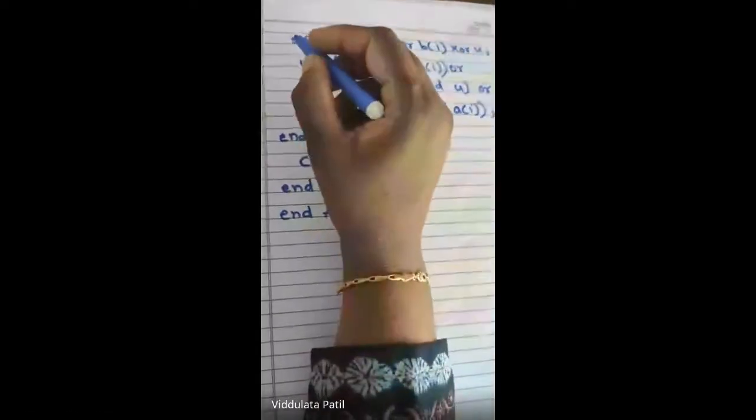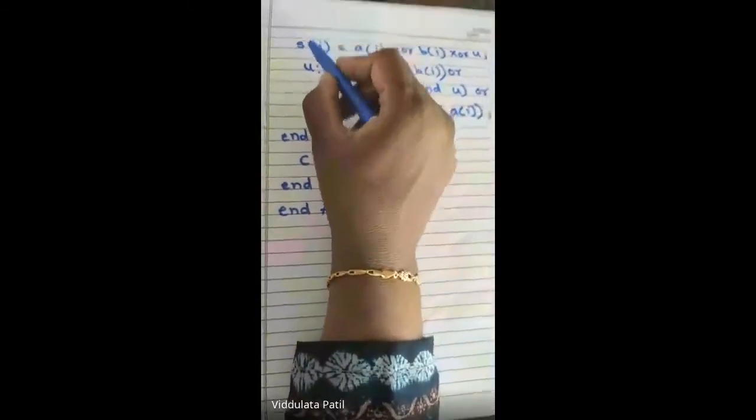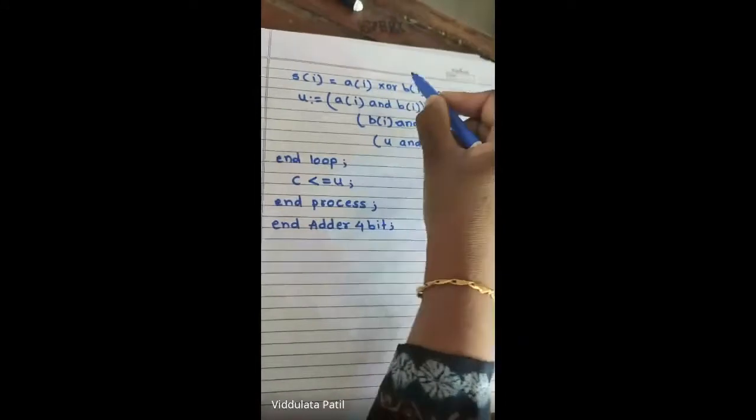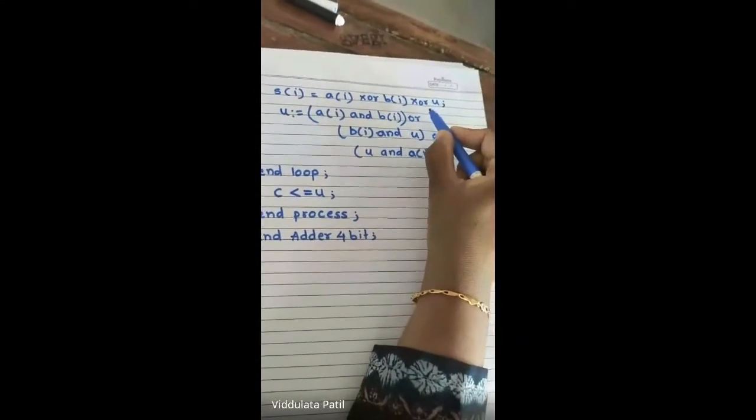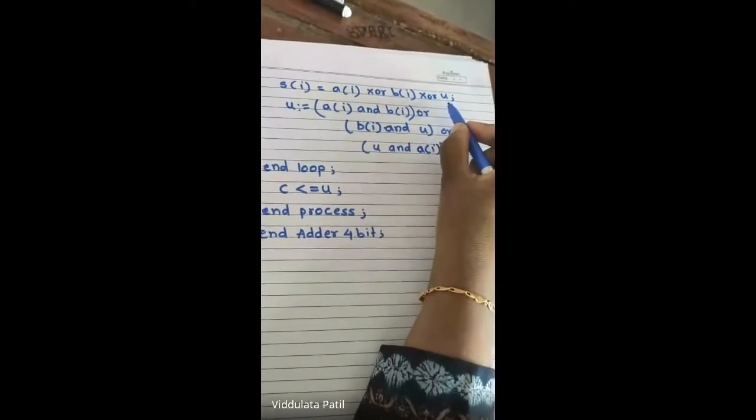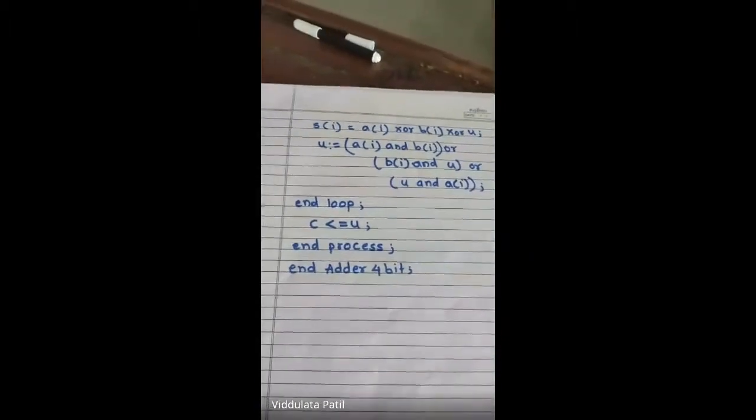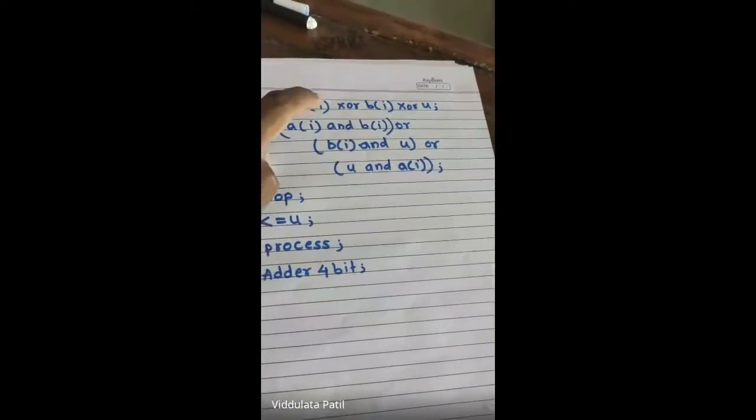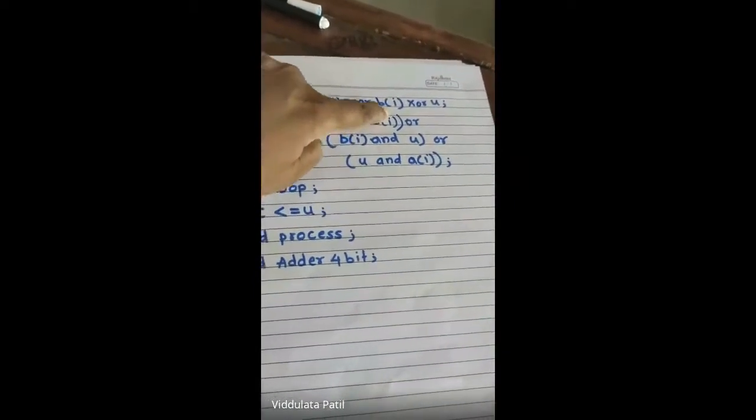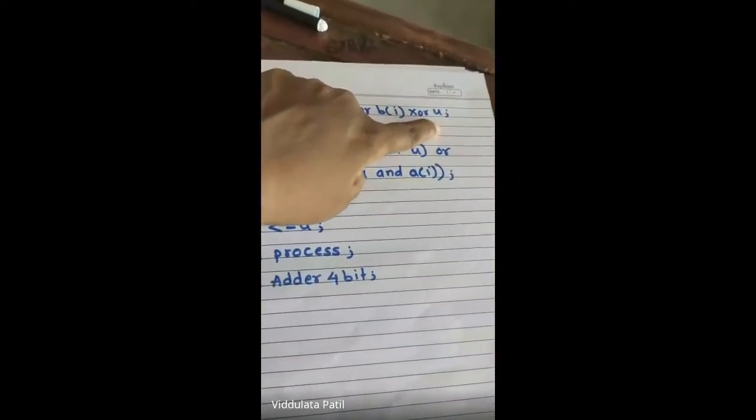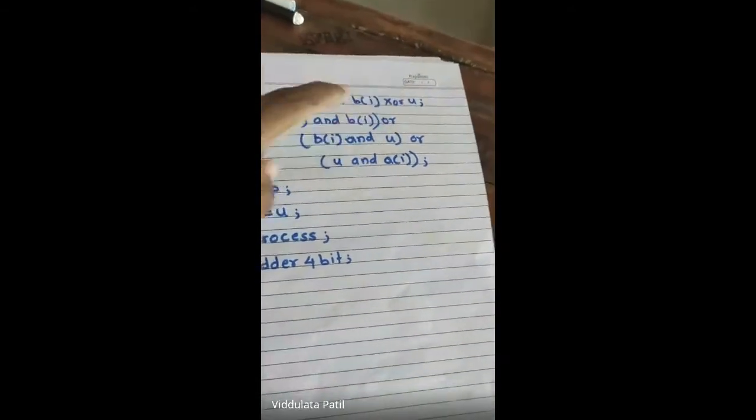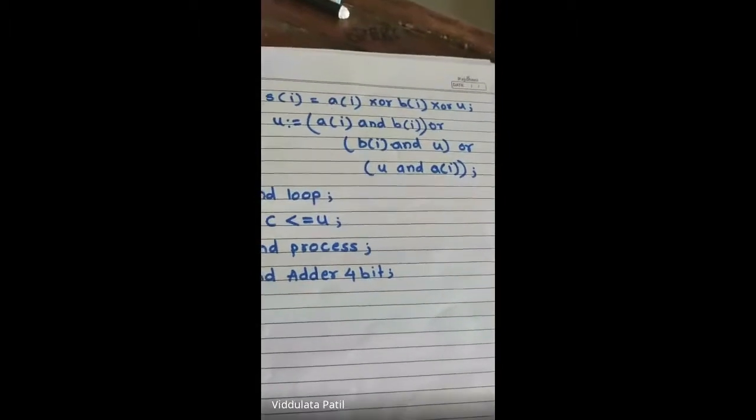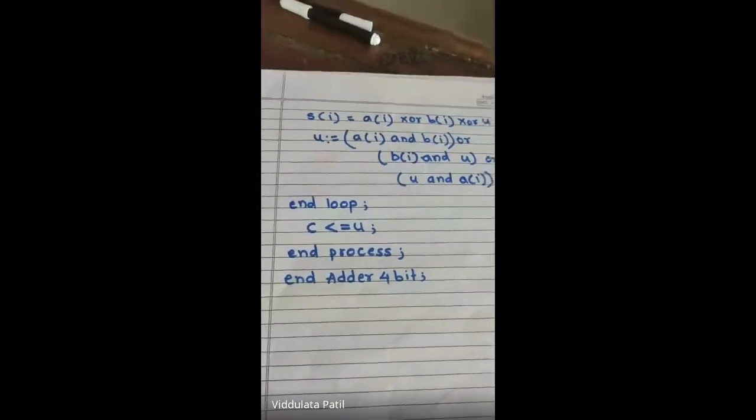Okay. So suppose in the first iteration I is equal to 0, what will happen? S of 0 will be equal to A of 0 XORed with B of 0 XORed with U. Now what is U? U we have assigned as equal to C in. That means A of 0 XORed with B of 0 XORed with C in. So this will be the first loop iteration, for the value I equal to 0.